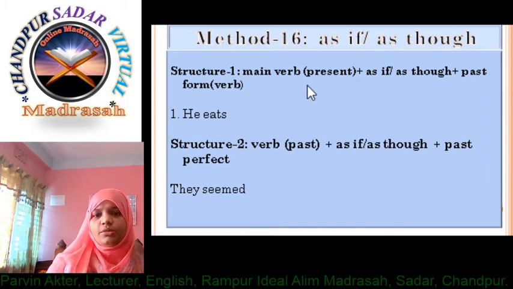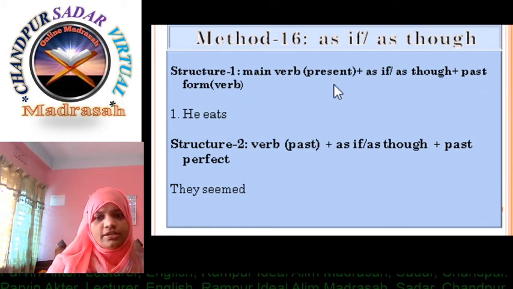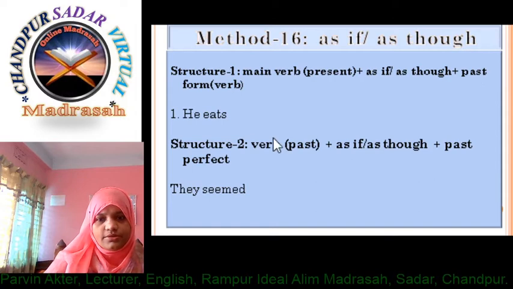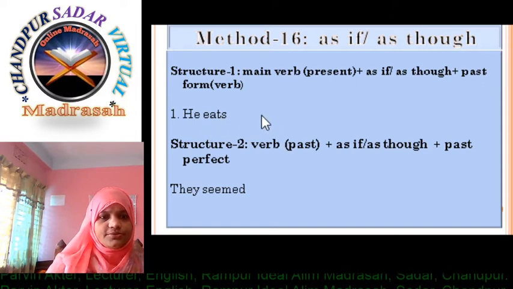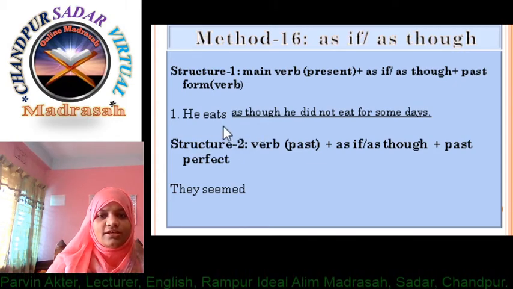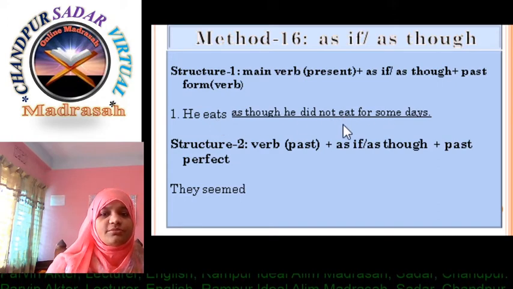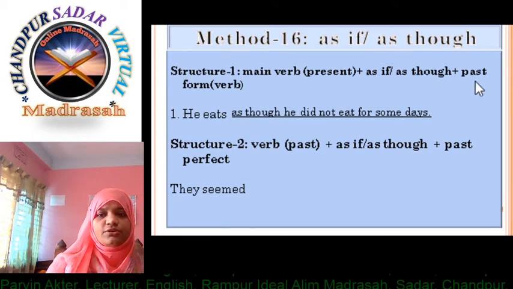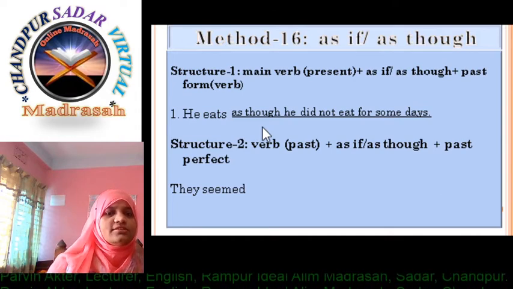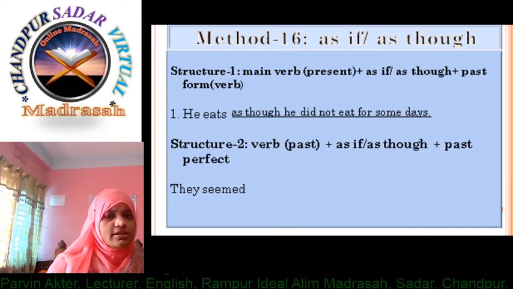Structure 1: main verb present, as if or as though, then past form. Clear? If the part 1 verb is present, the part 2 verb will be past. So here is the example. He eats as though he didn't eat for some days. So clear, my students? Here eats is a present form. So as though he didn't eat for some days. So main verb present, the next one will be past, didn't eat. This is the past. She eats as though she didn't eat for some days. Clear, my students? This is structure 1, present then past.